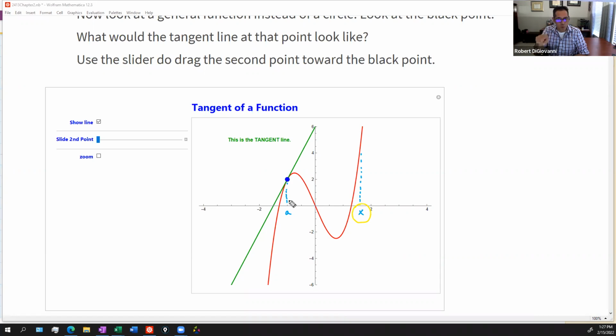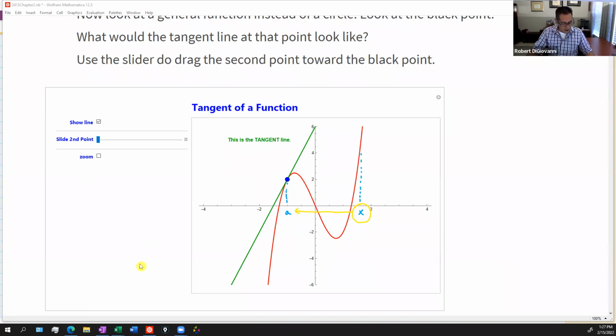X needs to approach what? A, right? This X needs to move over and become A. We want to know what happens when X goes to A. That's what limits are all about. We're letting X go to something. So I'm interested in knowing what happens when I let X go to A here.